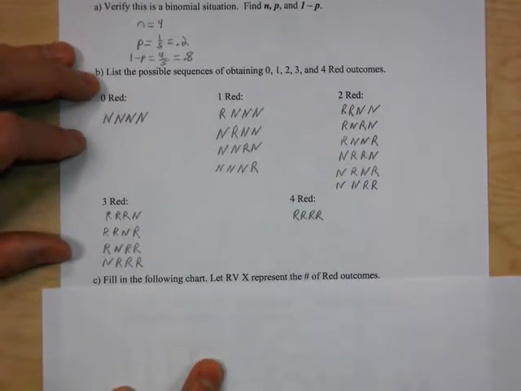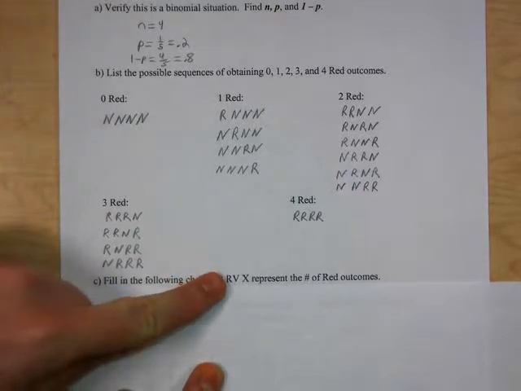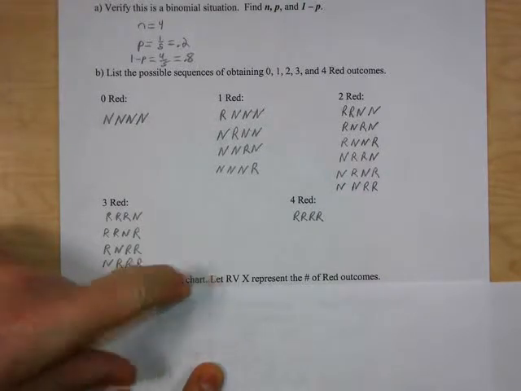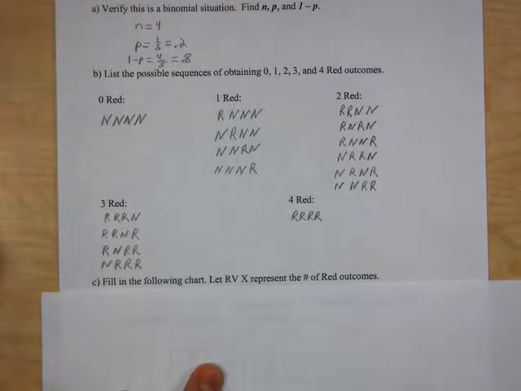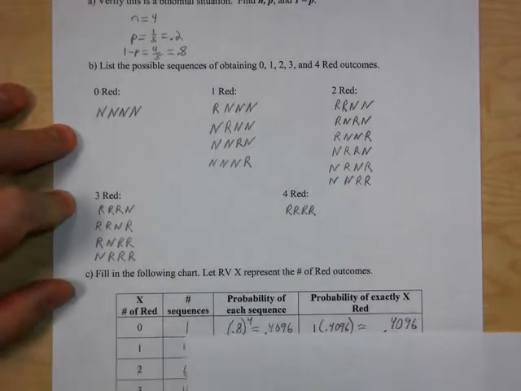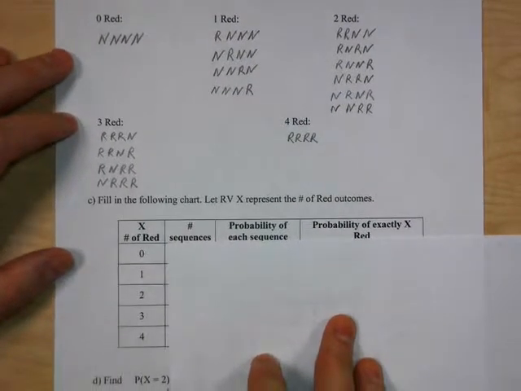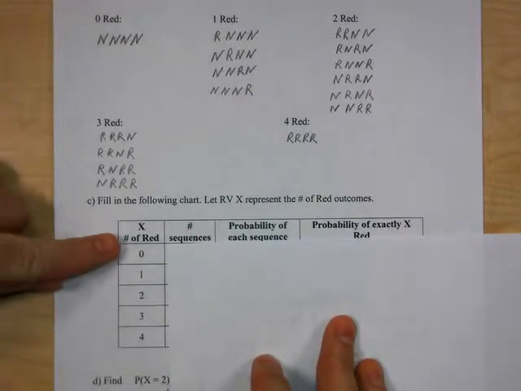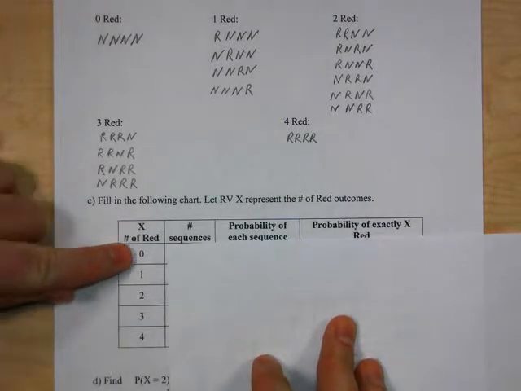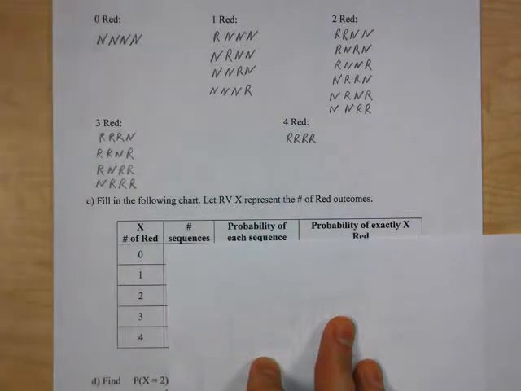Now we're going to fill in the following chart. Let random variable x, RV stands for random variable, represent the number of red outcomes. So we're going to fill in this table. Let x, the random variable, be the number of reds. Well, we could have either 0, 1, 2, 3, or 4 reds. Those are the only possibilities for the number of red spins.